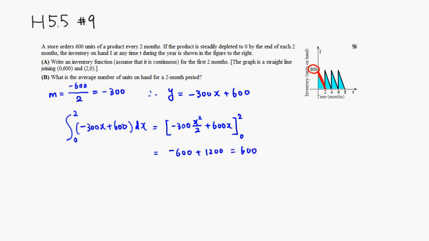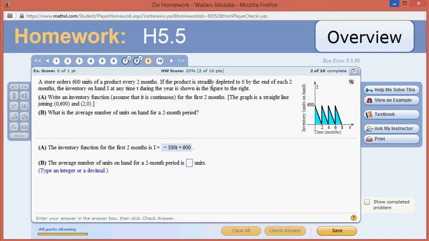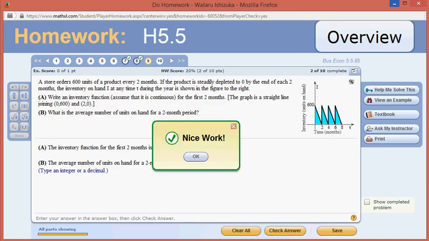Then you just have to divide by the length of the interval, which is 2, so the average value is going to be 600 divided by 2, which is 300. So 300 units. So we got that.